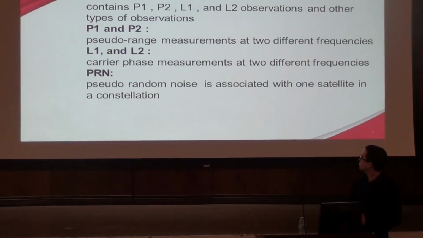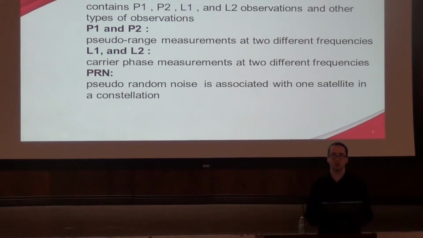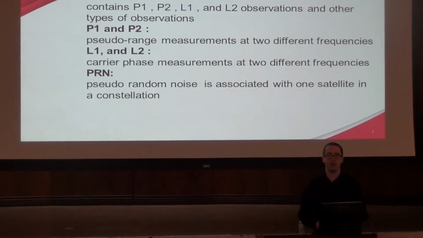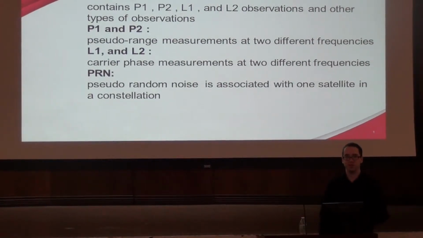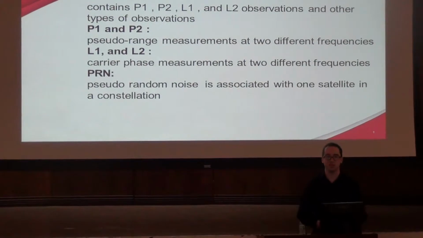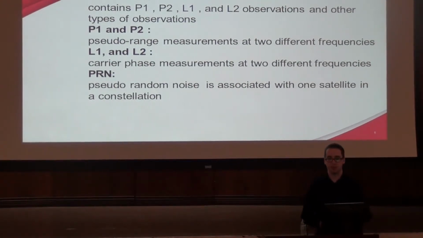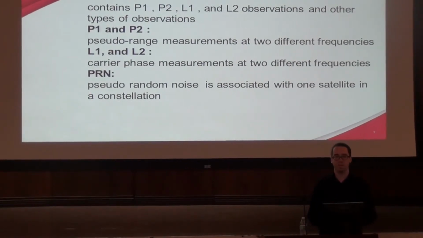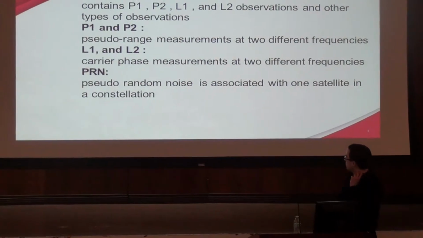For my project, I had to use three types of files. They're basically Linux files, SP3 files, and IONEX files. Linux files contain the pseudo-range measurements for the GPS system. They also carry the L1 and L2 carrier phase measurements, and the PRN is basically the pseudo-random noise for a satellite in one constellation.